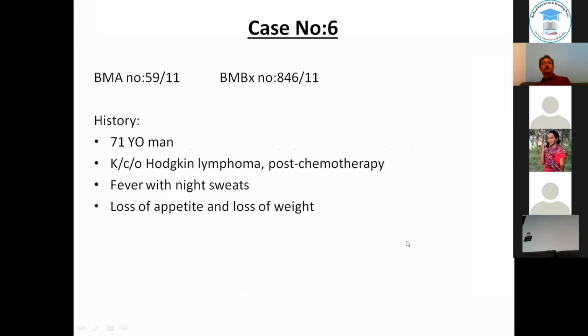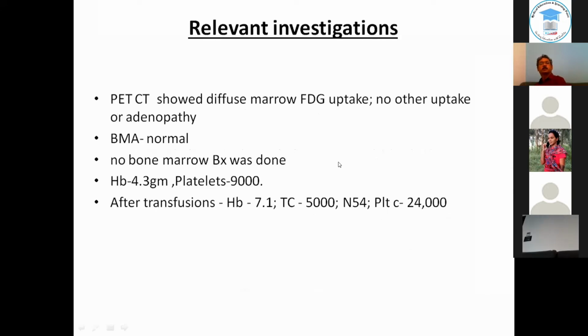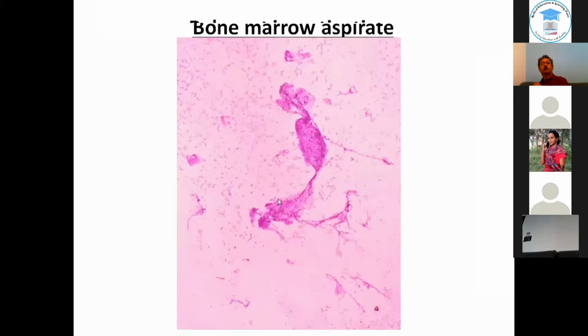Okay, the next one is a 71-year-old chappie with Hodgkin's post-chemotherapy. He had a PET CT showed diffuse bone marrow FDG uptake, aspirate was normal elsewhere, and he landed up in our hospital. Because of a hemoglobin and platelet like this, the bone marrow biopsy was repeated, and this is what the aspirate shows.